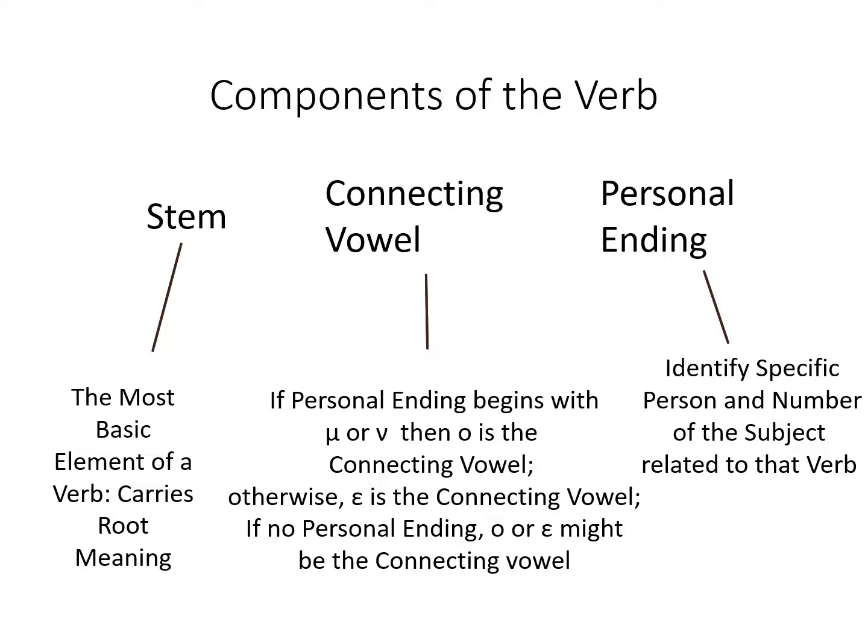The personal ending then specifies for us person and number of the subject. Keep in mind that with Greek verbs, we have a subject included with that verbal action. Now, there might be a subject on the outside, but it's not necessary. This external subject would match, however, the ending of that verb.